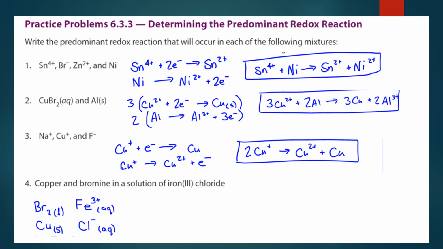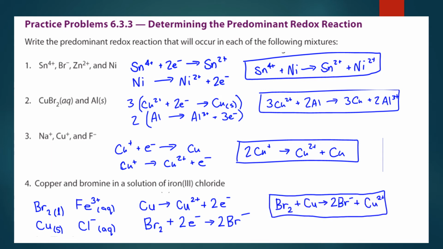With question number 4, we have 4 things to consider in that solution of iron 3 chloride. We've got copper, bromine, iron ions, and chloride ions. So when we look at that, the copper and the bromine are the ones that are going to react. And there's the solution.